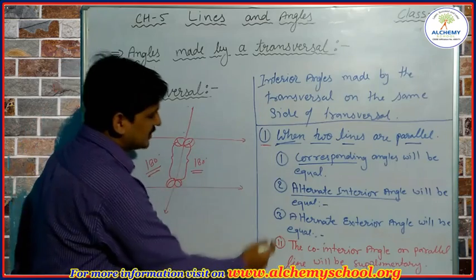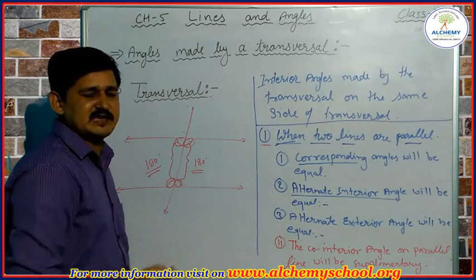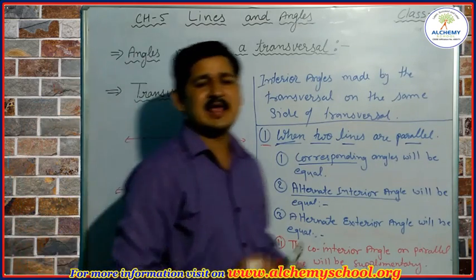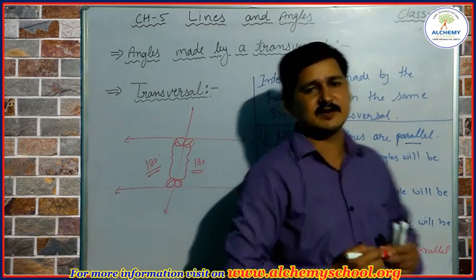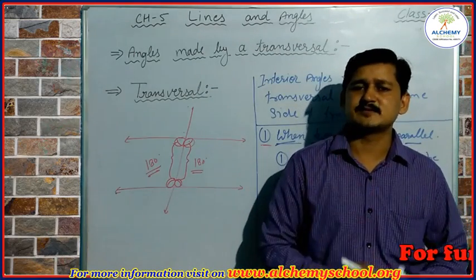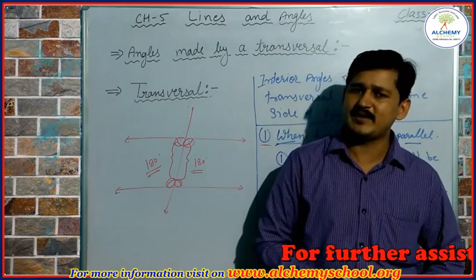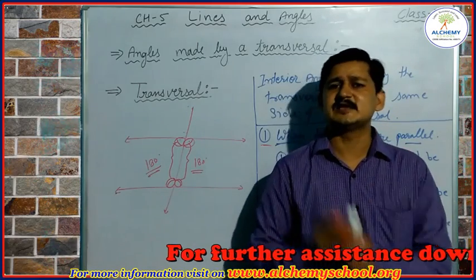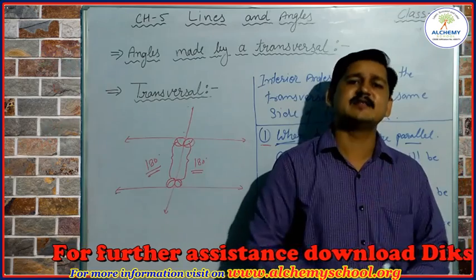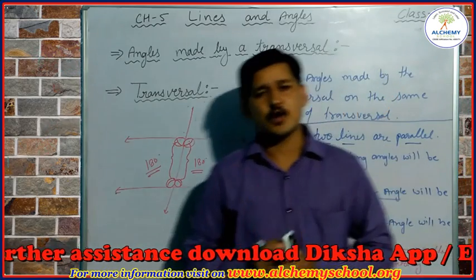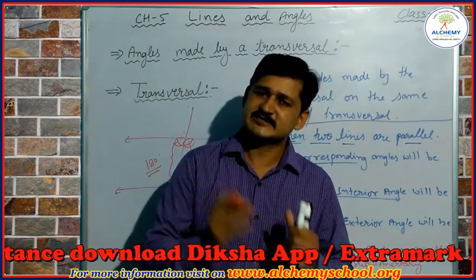Okay, so on the basis of this discussion, we can see that when two lines are parallel and angles are made by the transversal, the alternate interior angles will be equal, alternate exterior angles will be equal, corresponding angles will be equal, and co-interior angles will be supplementary.